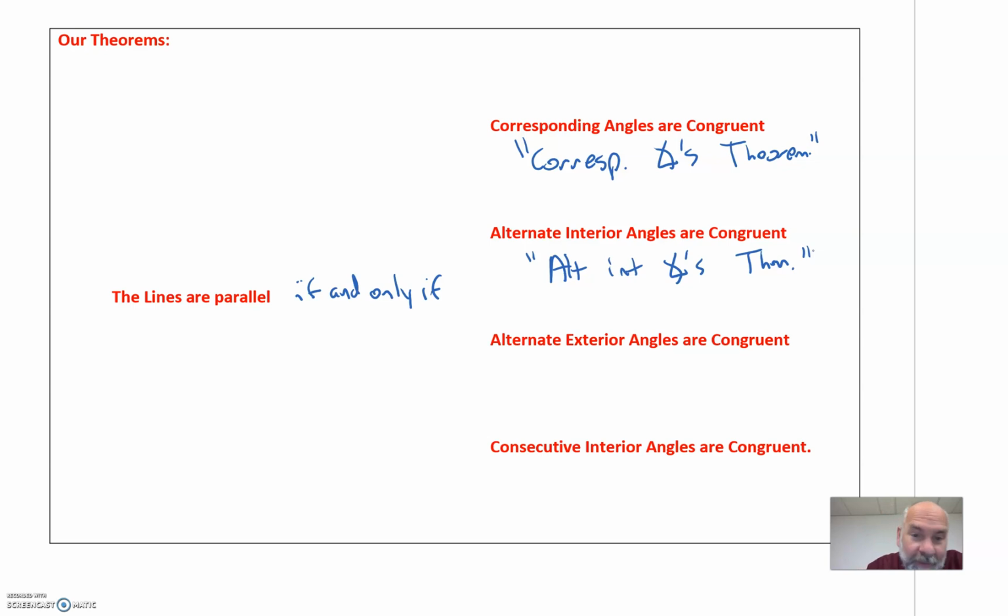Number 3, the lines are parallel if the angles are congruent. If the angles are congruent, the lines are parallel. If the lines are parallel, then the alternate exterior angles are congruent. That'll be called the alternate exterior angles theorem. And because we've written it this way, it gives us both directions. We don't have to have one name for when the lines are parallel and a different name for when you're trying to show that the lines are parallel. We'll just call it one name.